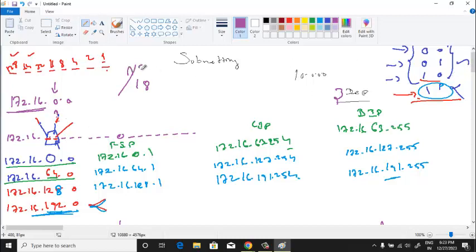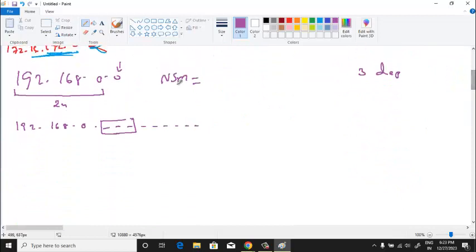If you are writing it, it should be like 255.255.192.0. How 192? You need to add these 2 bits. 64 plus 128. You got it? Likewise, here the new subnet mask will be 128 plus 64 plus 32. That will be 255.255.224.0.